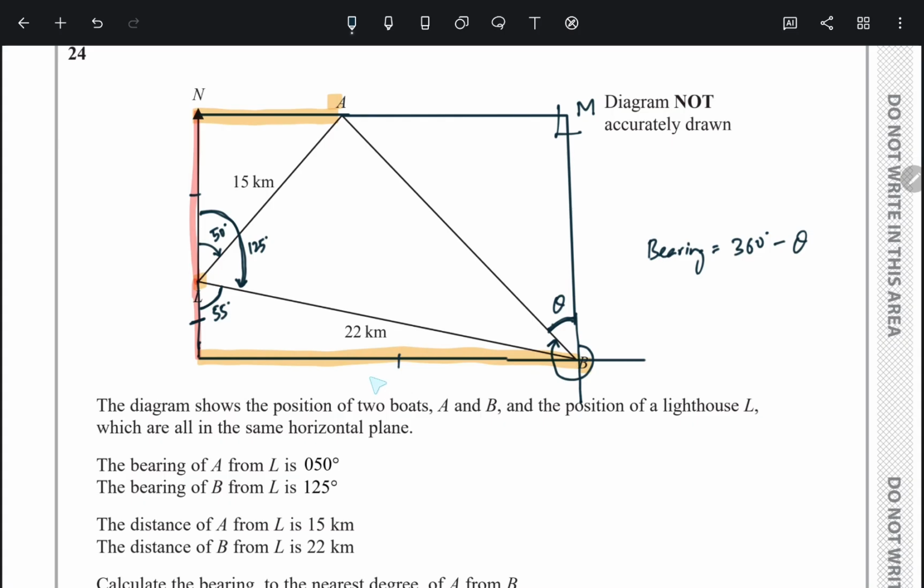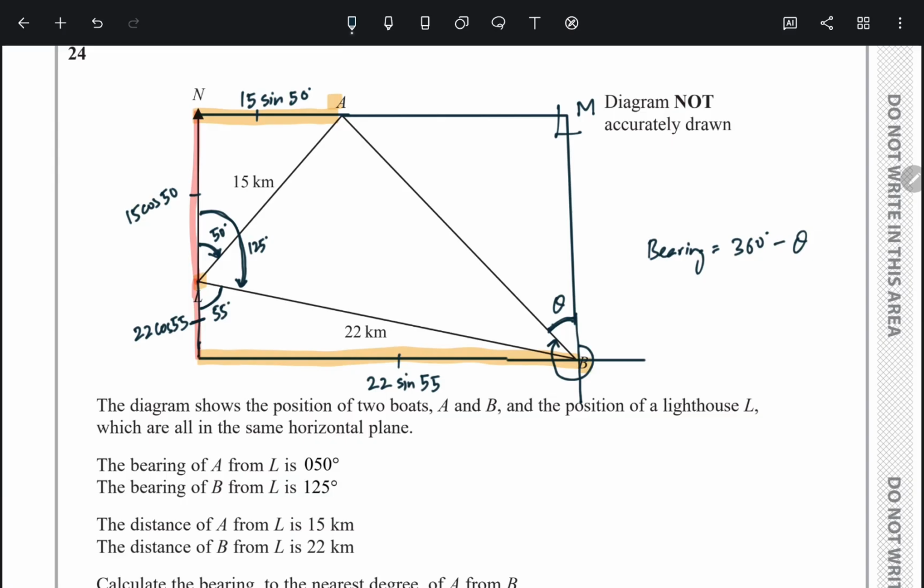And so this length is going to be 22 sine 55, and this length is going to be 22 cos 55. The side adjacent to the angle is going to be cos, and the side opposite to the angle is going to be sine. Same goes over here, the angle is 50, so this is going to be 15 cos 50, and that's going to be 15 sine 50 degrees.